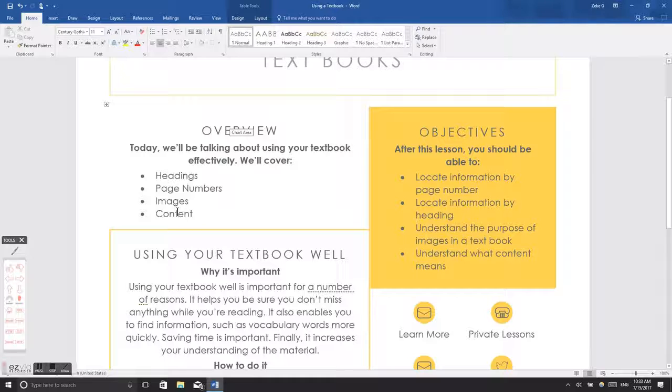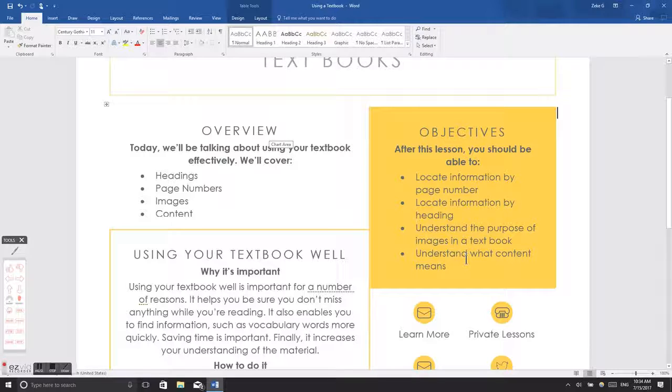You also might see, instead of or in addition to an overview, a list of objectives. Objectives are things that you should be able to do after you read the lesson. So the overview is what you'll talk about in the lesson, and the objectives are what you should be able to do by the time the lesson is over. After this lesson, you should be able to locate information by page number, locate information by heading, understand the purpose of images in a textbook, and understand what content means.